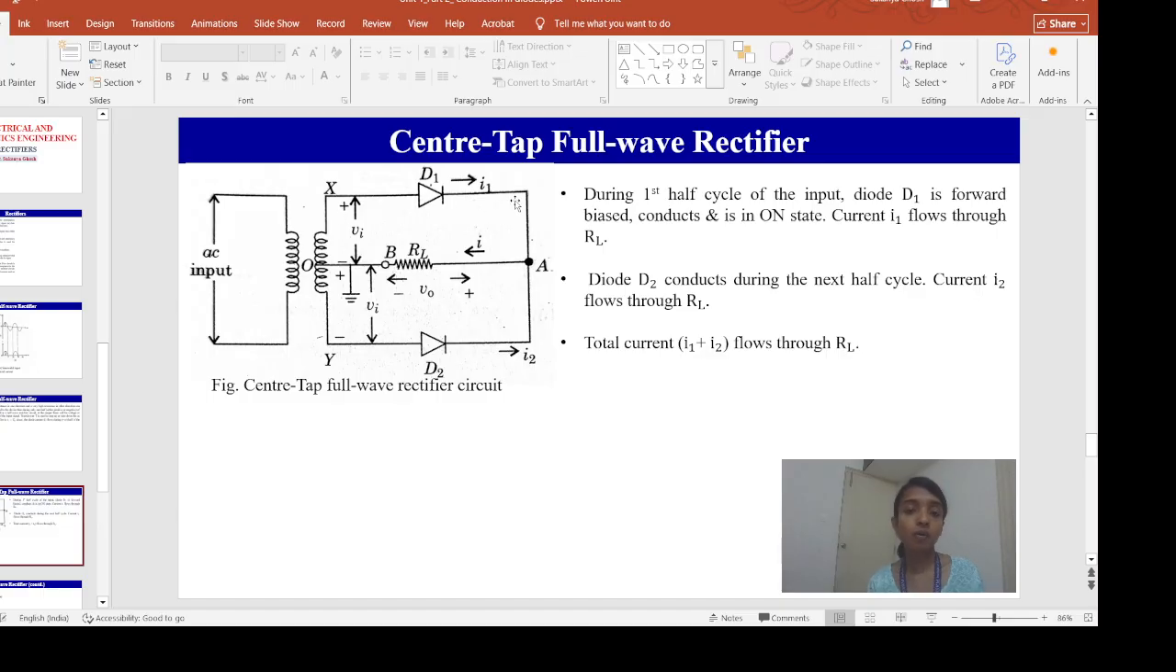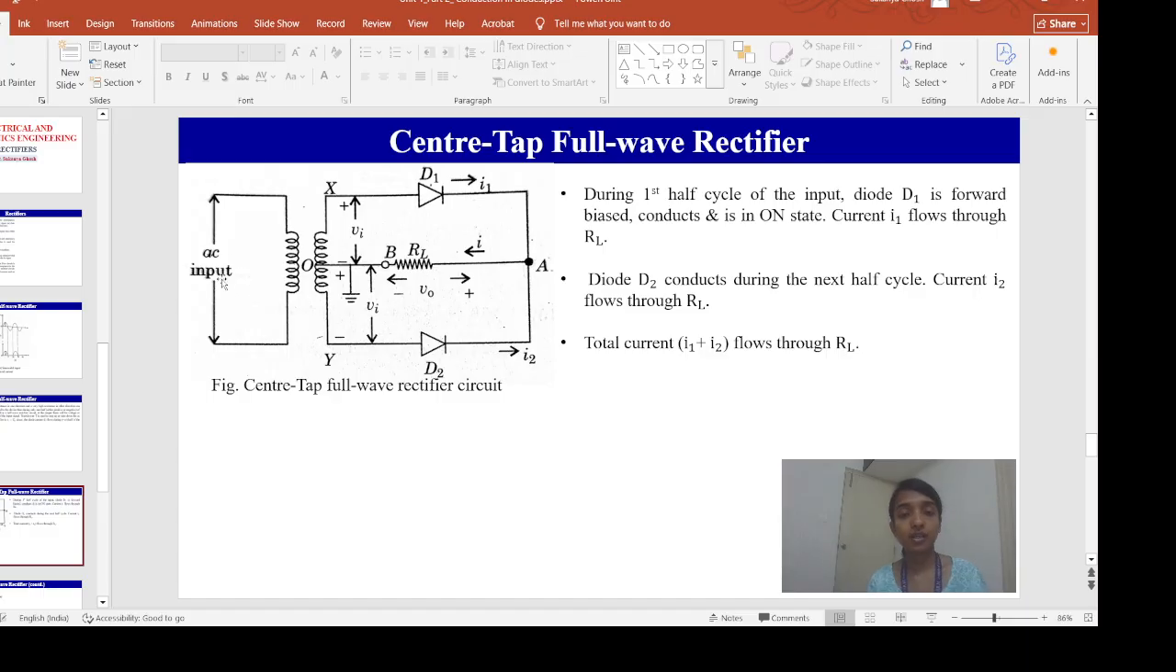And here in the top half of the transformer secondary, we have a diode D1 connected, and at the bottom half of the transformer secondary, we have the diode D2 connected. Now during the positive half cycle of the input signal, what will happen? Positive half cycle of the input signal means the input signal polarity is such that this end is positive and this end is negative.